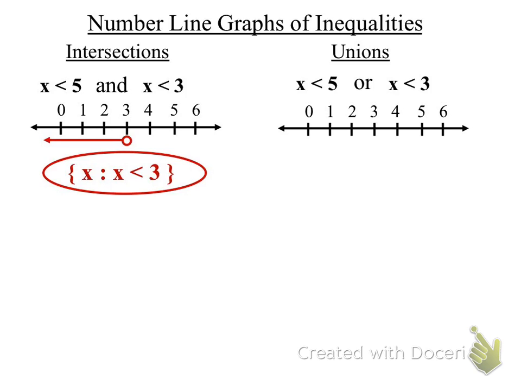Okay, so as I'm graphing it, I'm doing x is less than 5 and x is less than 3. Which inequality best describes it? X is less than 3. This is union. X is less than 5, whereas it's not intersection. Intersection's for the overlap. Union is for everything. So x is less than 5 is the better description.